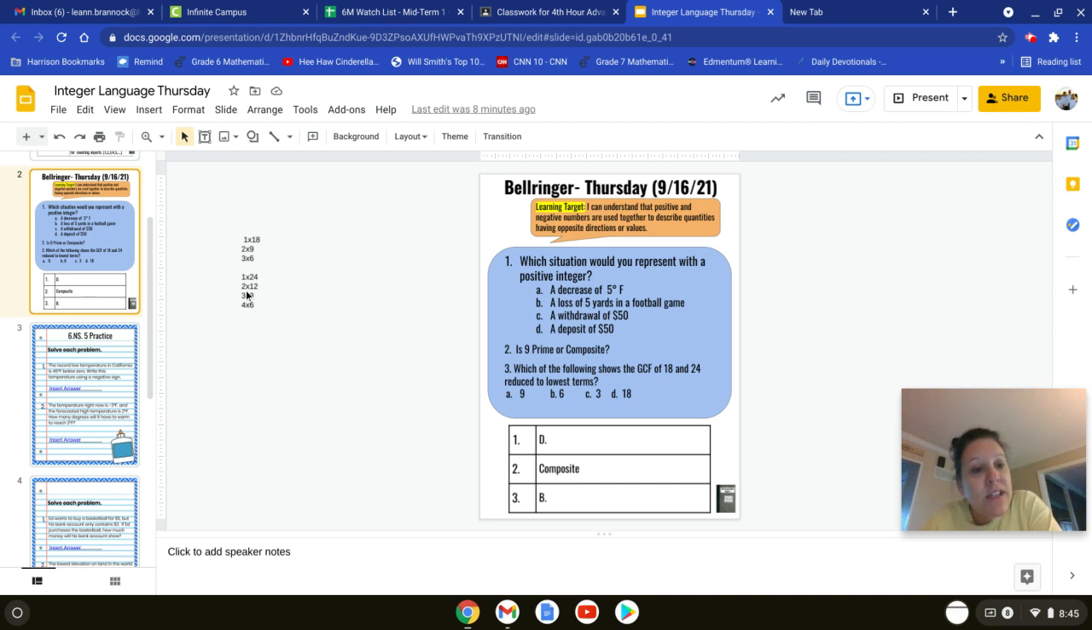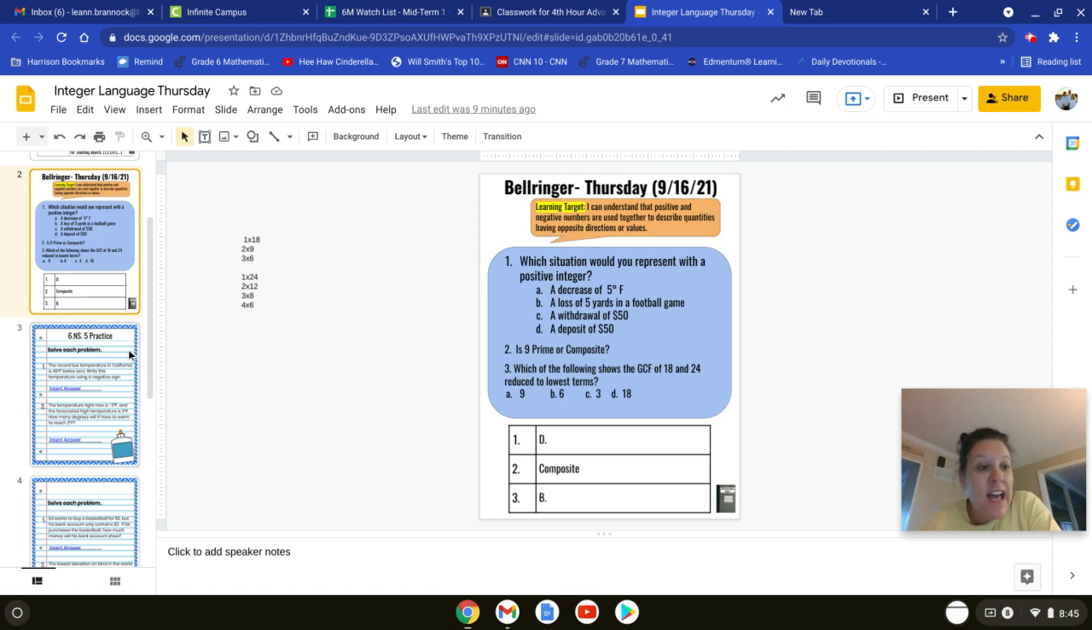Then you just look at those lists and see the greatest number that they have in common on both lists. So greatest common factor, the largest alike number. And so that would be 6. 6 is the GCF of 18 and 24.